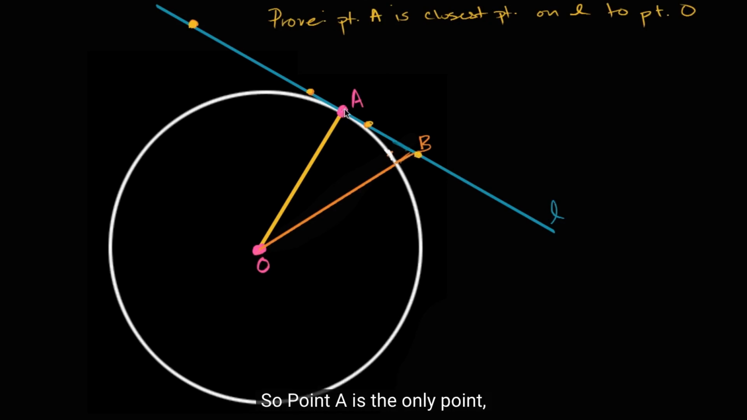So point A is the only point, by definition, this is a tangent line, it's the only point that sits on the circle. Every other point on line L sits outside of the circle, so it's going to be further. So hopefully this makes you feel good, because you pick any other point, it's going to sit outside of the circle, so you have to go to the radius and then some. So hopefully this makes you feel good that point A is the closest point on L to the center of the circle. Now, we're not done yet.